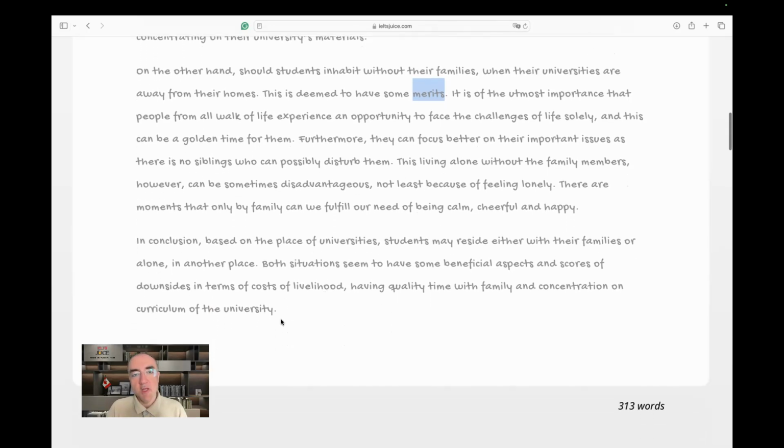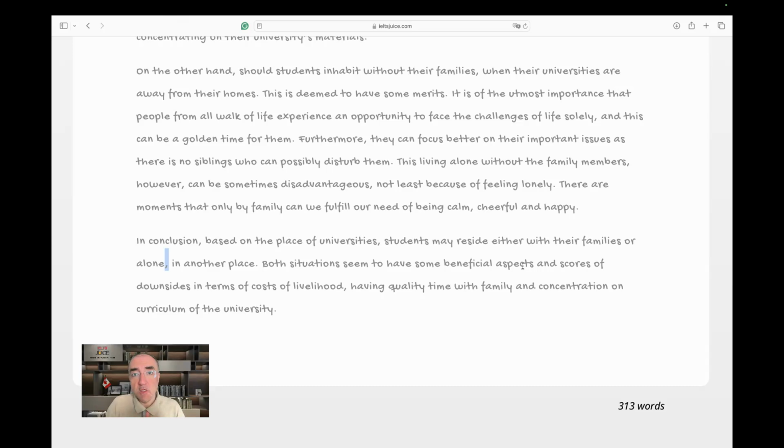In conclusion, based on the place of universities, place means location here, not ranking. Students may reside either with their families or alone in another place. I don't need this comma. Both situations seem to have some beneficial aspects, but we don't mention which ones, and scores of downsides. Well, scores is more than some.